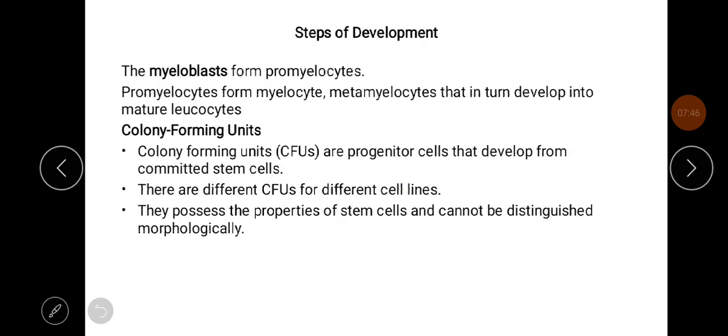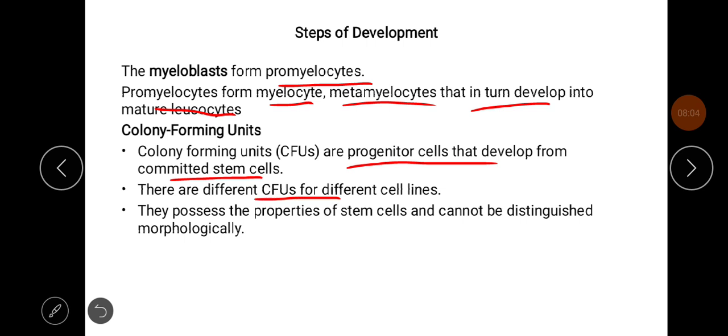Steps of development: the myeloblasts form promyelocytes. Promyelocytes form myelocyte, metamyelocyte that in turn develop into mature leukocytes. Colony forming units are progenitor cells that develop from committed stem cells. There are different CFUs for different cell lines. They possess the properties of stem cell and cannot be distinguished morphologically.